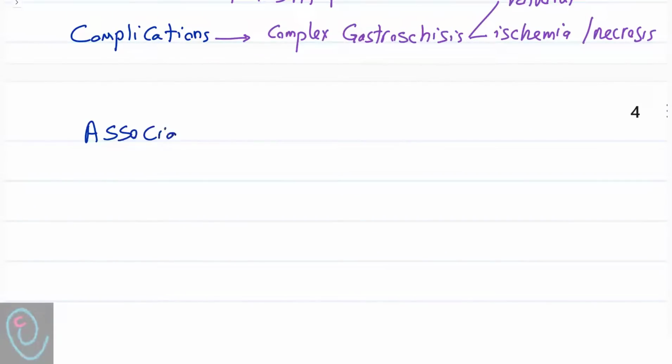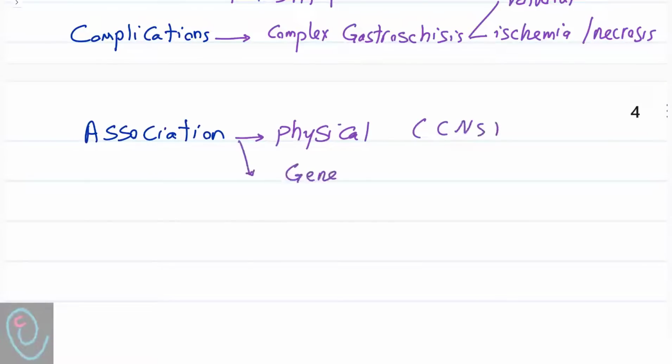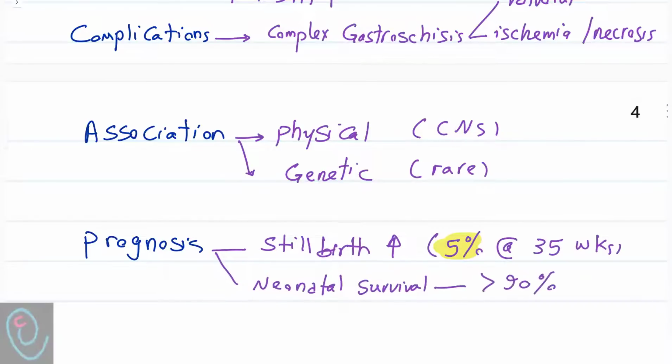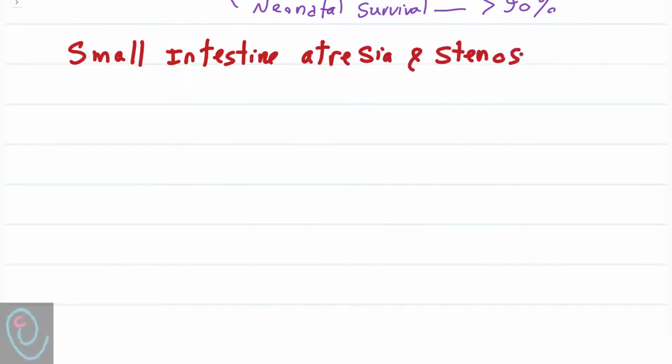Gastroschisis may be associated with other congenital anomalies in 14% of cases, and CNS anomalies are the most common. However, genetic problems are rare with gastroschisis. Regarding prognosis, the risk of stillbirth is increased with gastroschisis, and it is 5% at 35 weeks. However, neonatal survival is more than 90%. The other congenital anomaly is small intestine atresia and stenosis.